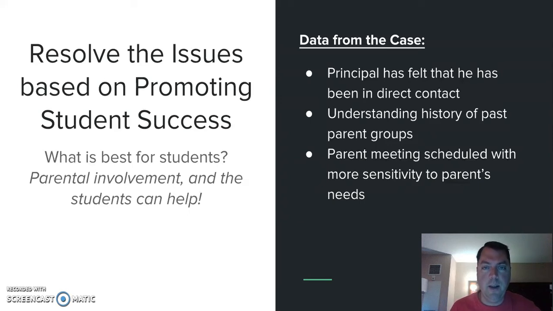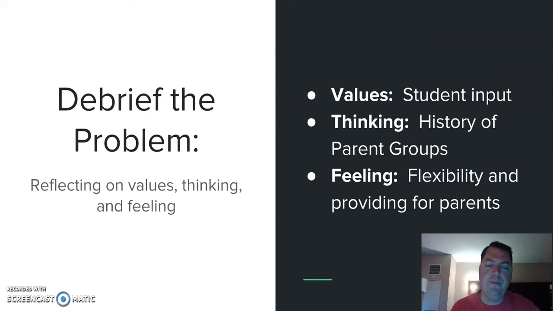Next, I'm going to debrief this problem, looking at the values, thinking, and feeling that I went through when examining the situation. First and foremost, I always look to the success and well-being of my students. In initially analyzing this issue, I was hyper-focused on what I could do as an administrator to fix the issue. Then the solution hit me like a ton of bricks. The X factor here is involving students in the process. I definitely value their input and see them as a potential game changer to bring in our parental group to becoming more active in the school community.